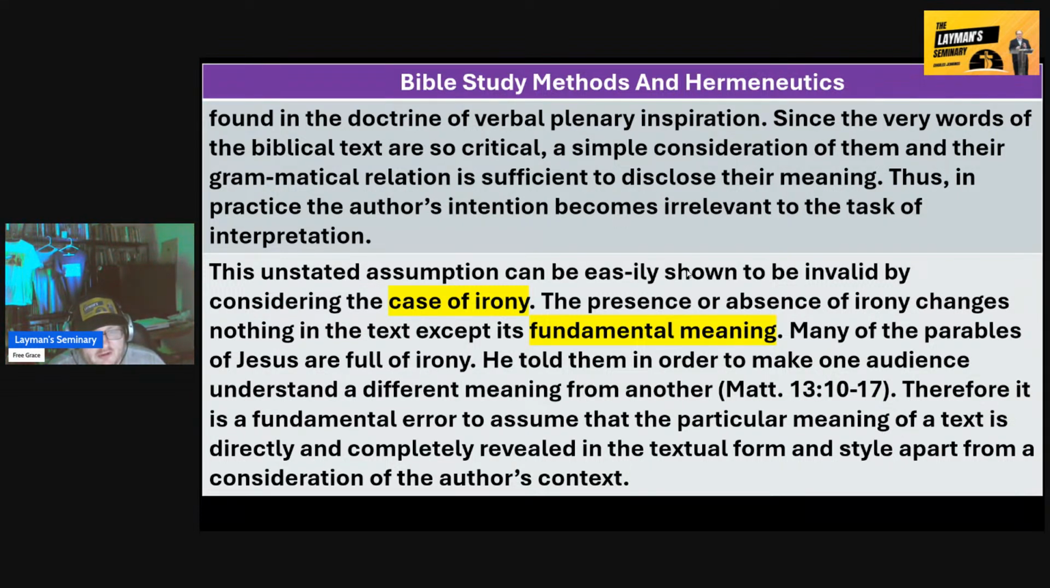The presence or absence of irony is indicated through tone. The presence or absence of irony changes nothing in the text except its fundamental meaning.